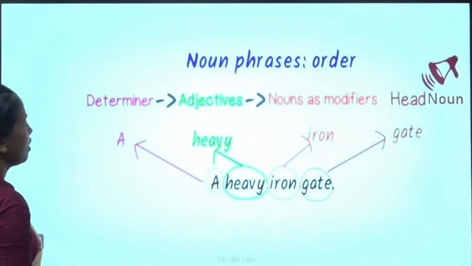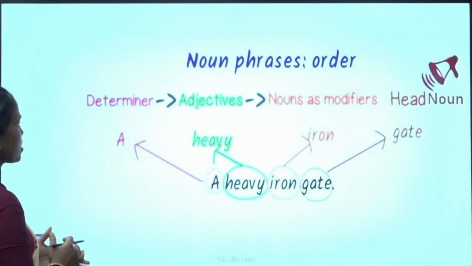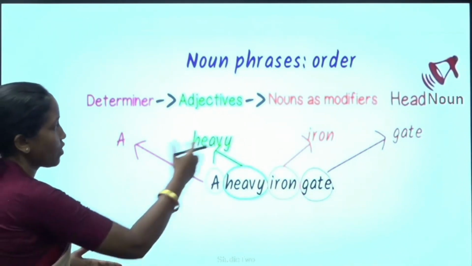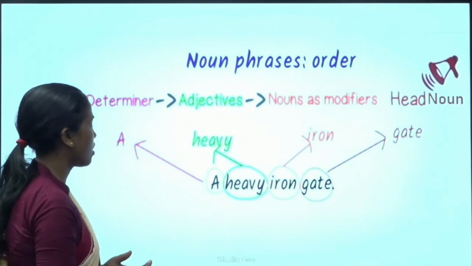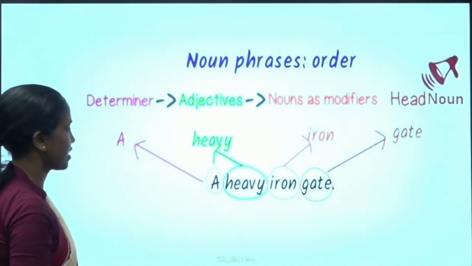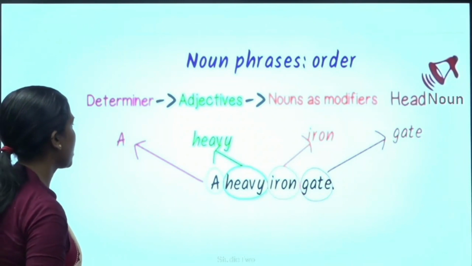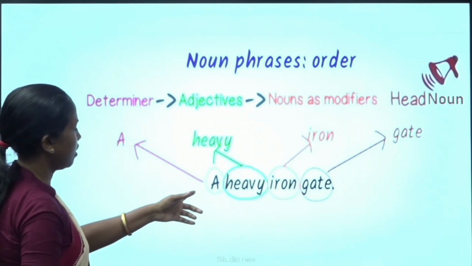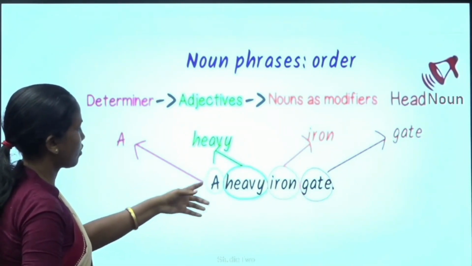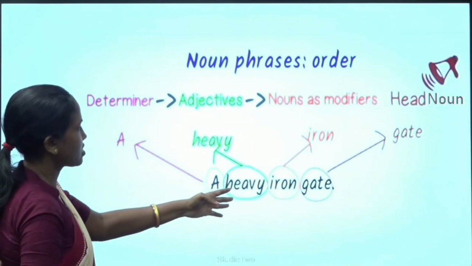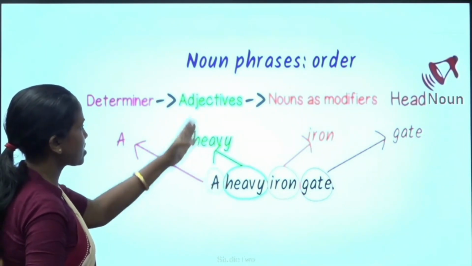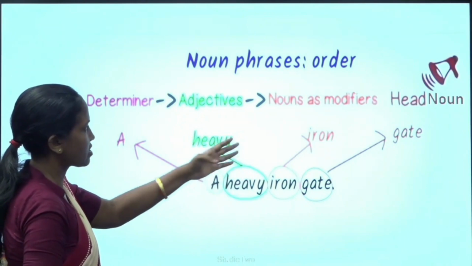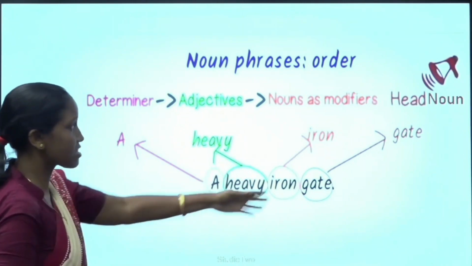Next you see the order: determiner, adjective, noun as modifiers, then the head noun. You see here the example, a heavy iron gate. A is the article, heavy is the adjective, and iron is the modifier. Gate is the head noun.